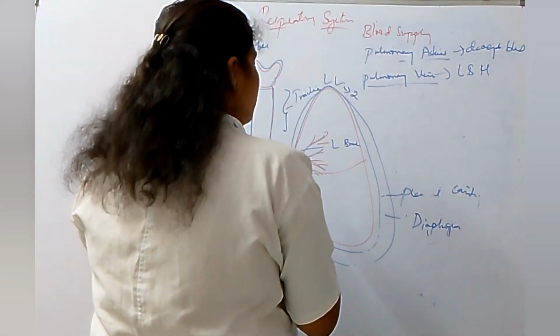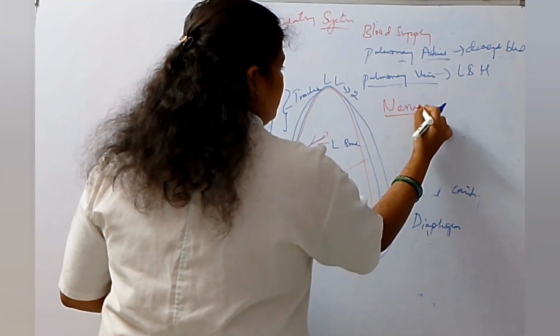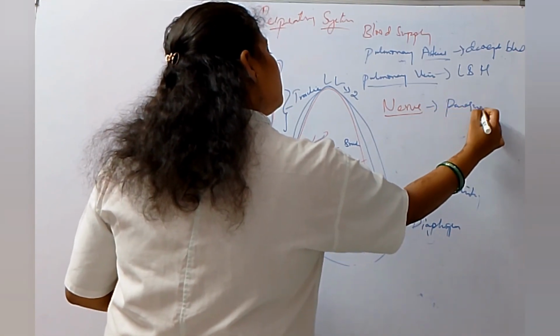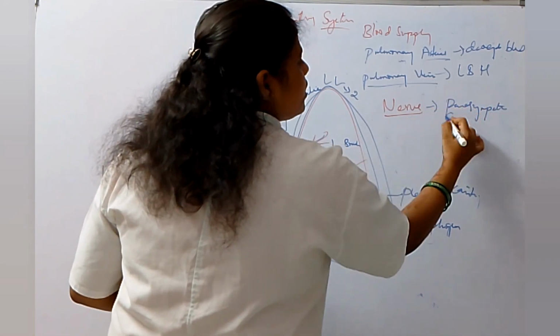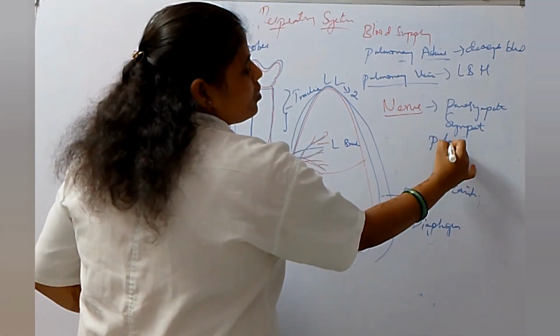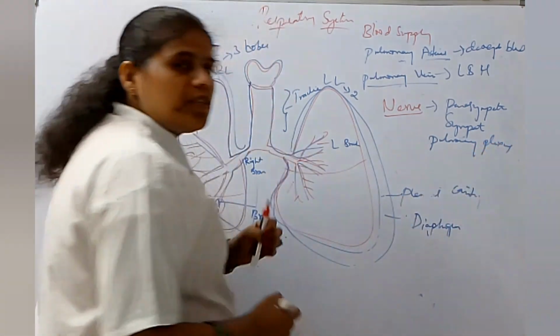Next we'll come to the nerve supply. Nerve supply is done by the parasympathetic and sympathetic nerves, and also by the pulmonary plexus. This is about the nerve supply.